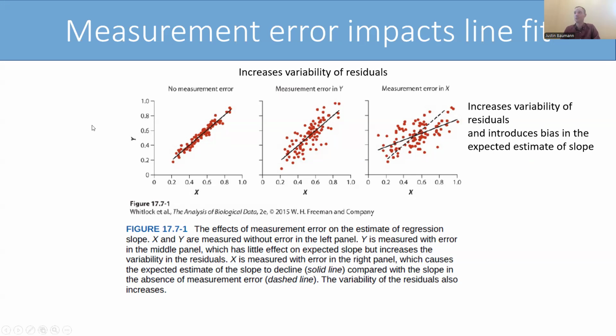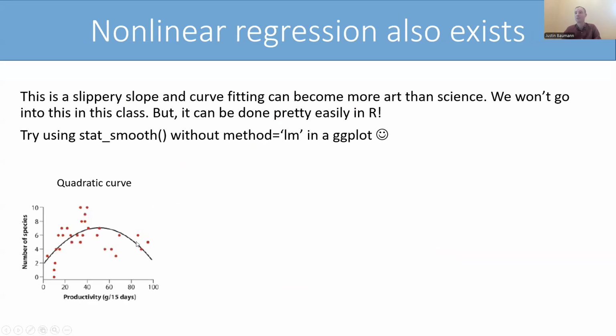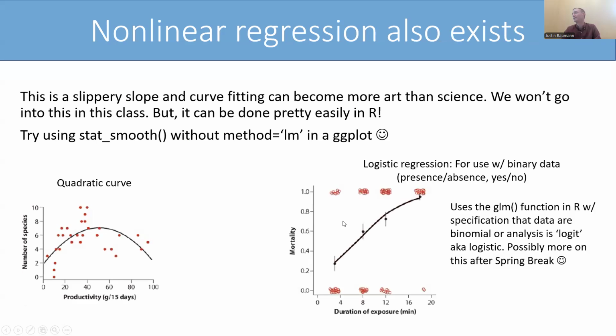All right, you should also know, before we dig into details, nonlinear regression also exists. It's a slippery slope. We're not going to dig into it too much, but if you use stat smooth or geom smooth without method equals LM in a ggplot, you can make any shape, basically. It makes a curve of best fit. Here's a quadratic. Here's a logistic regression. We would use this if we had binary data, so 0, 1, yes, no, presence, absence. In this case, you can use the GLM function in R.